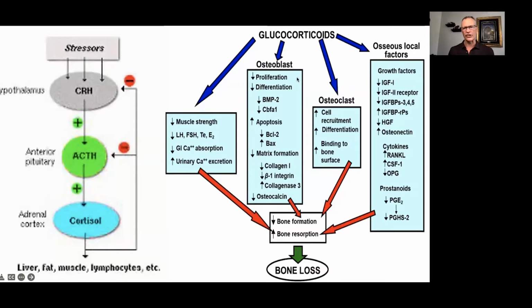So osteoblasts are what are actually going to lay down new bone. Those are inhibited. Osteoclasts break down bone. Those are actually promoted. And you might ask, well, why in the world would that happen?